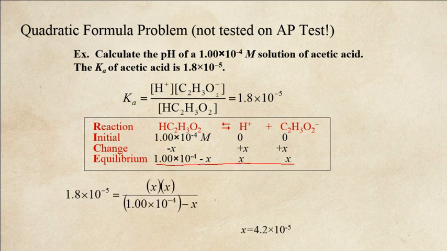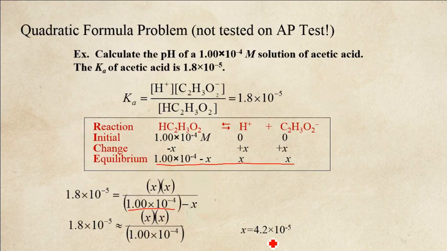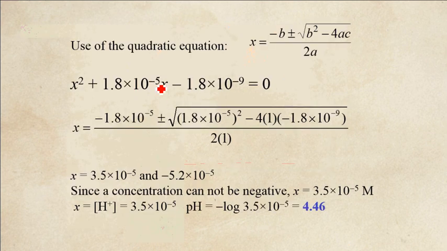We have all of our parts embedded, and we have a minus x on the bottom, but you should note that this is a very small value we are subtracting from, and that's going to hurt our chances of neglecting x. Sure enough, when we neglect x, we get 4.2 times 10 to the negative 5th, which is barely 10% of this, if not more. It's almost half of that. So we can't neglect x, and since we can't neglect x, we build our polynomial, set it equal to 0, and then plug into the quadratic formula.